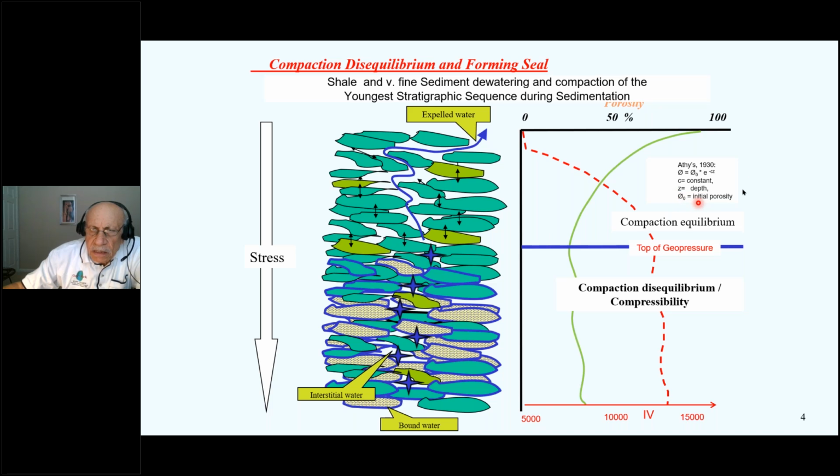In the 1930s, that's what, 100 years ago, this guy came up with the exponential trend for the compaction, and we're still using it. So the fine material, the shale and the clay, they compact exponentially.